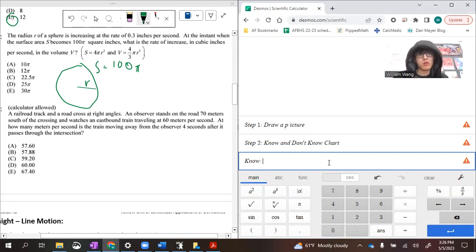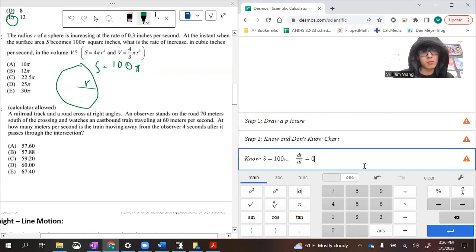All right, what do I know? Well, I know that I drew on my picture, surface area is equal to 100 pi. That's great. What else? I know the radius of my sphere is not 0.3, but it's increasing at a rate of 0.3. So really, dr over dt is equal to 0.3.